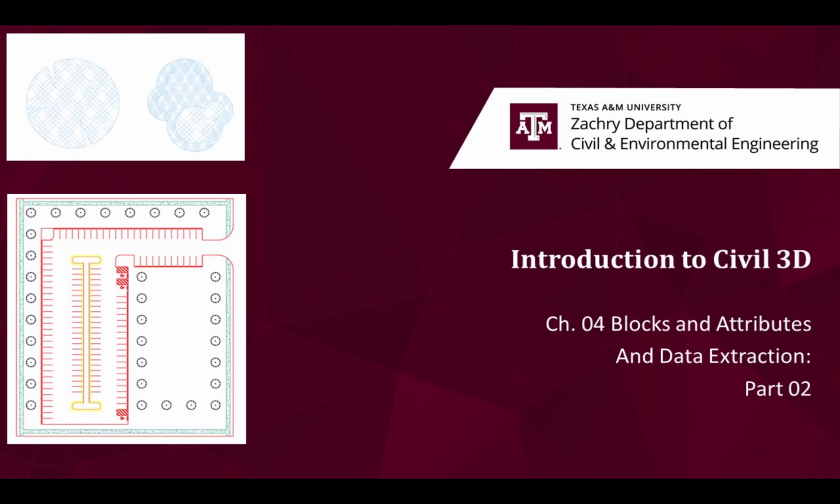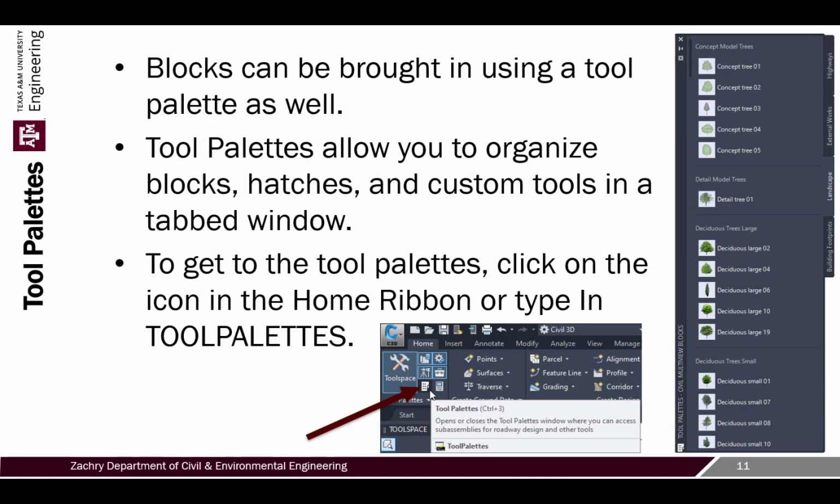This is Introduction to Civil 3D, Chapter 4, Blocks and Attributes, Part 2. In this one, what we're going to talk about is what's called tool palettes.